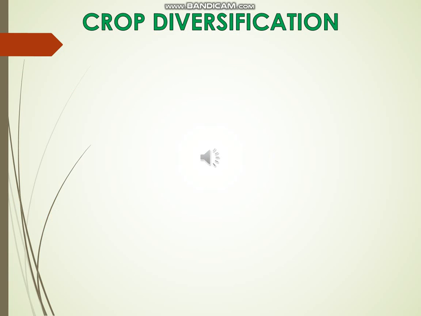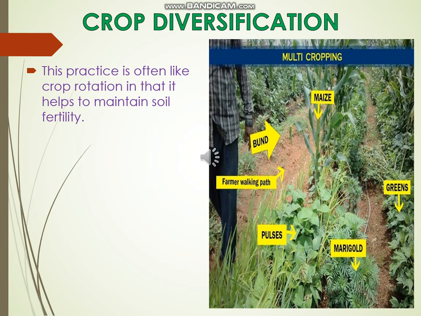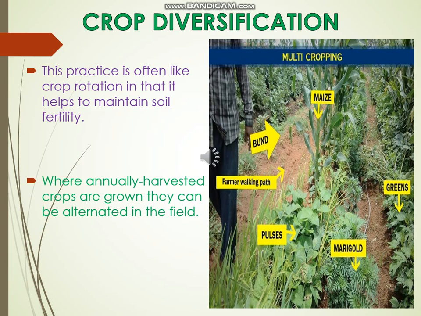Crop diversification. This practice is often like crop rotation in that it helps to maintain soil fertility. Where annual harvested crops are grown, they can be alternated in the field. Where perennial crops like tree crops are grown, different crops can be interplanted. However, the chief importance of crop diversification to the farmers is economic. In particular, it reduces the danger of depending on a single crop, that is, monoculture.